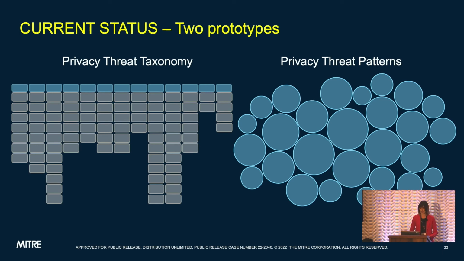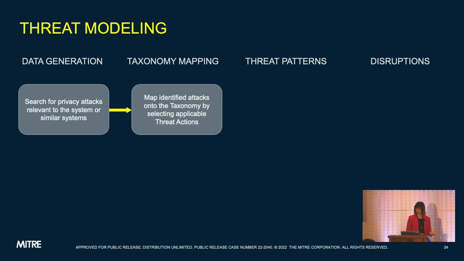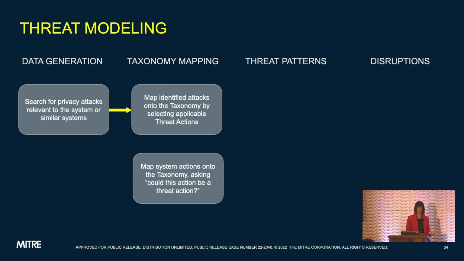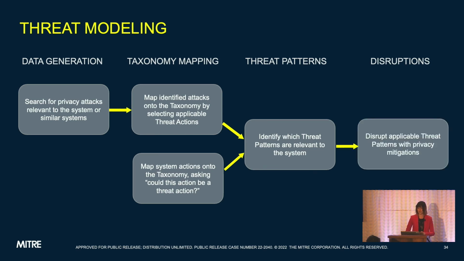Next I'm going to talk a little bit about how the privacy threat taxonomy and clusters can be used, and our next steps. To use the taxonomy for threat modeling, you can do one of two things. You can assemble a data set of attacks associated with similar technologies and map those onto the taxonomy. Or you can map the system itself to the taxonomy, asking, could this action be a threat action? For example, are you de-identifying information? Are you vetting your information source? These could be threat actions. Once you've mapped to the taxonomy, you identify which threat patterns might be relevant to the system, and you disrupt those patterns with privacy mitigations.